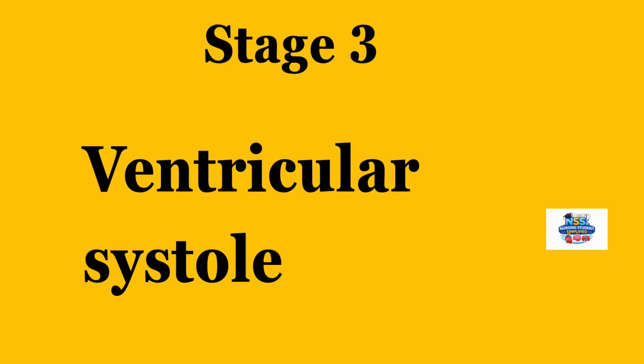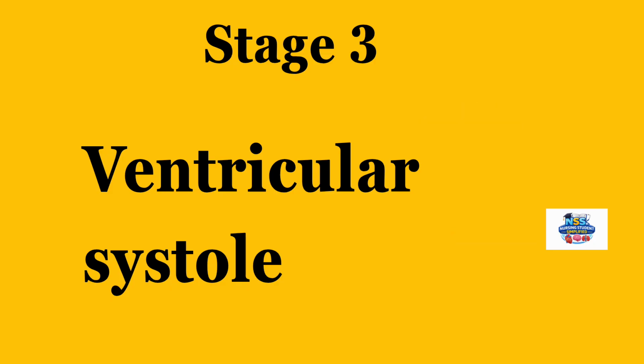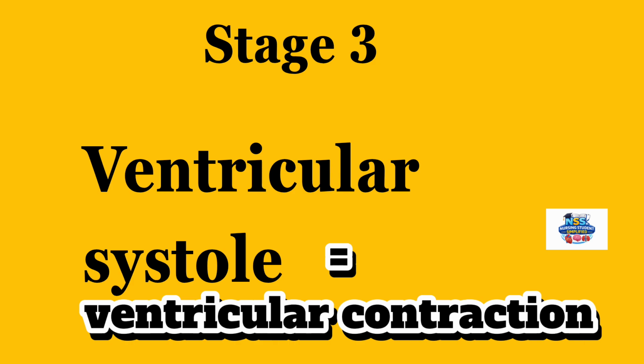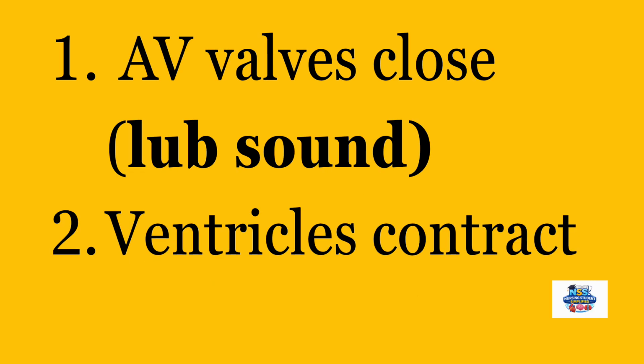Moving on to the third and final stage, the ventricular systole. Now you know what the systole means. What do you think the ventricular systole talks about? It talks about the contraction of the ventricles. During this stage, the atrioventricular valves are snapped shut because, remember, the function of valves is to prevent backflow of blood. So it snaps shut to prevent the backflow of blood from the ventricles into the atria.